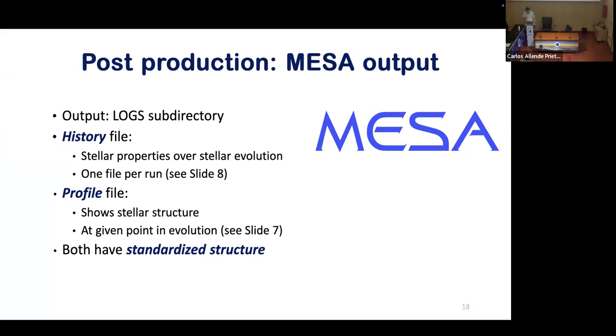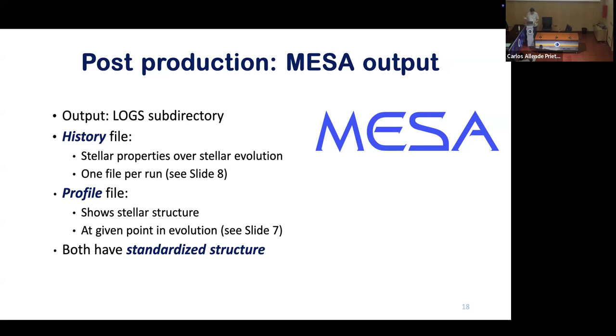And then I would like to emphasize again the post-production, the MESA output. Paul already explained it very nicely. You find all the output files in the logs subdirectory that is freshly created. So wherever you work, it will create a log subdirectory, and there it will have the history file, which is the stellar properties over the stellar evolution. And this is one file per run. And so see the slide 8 from Paul.